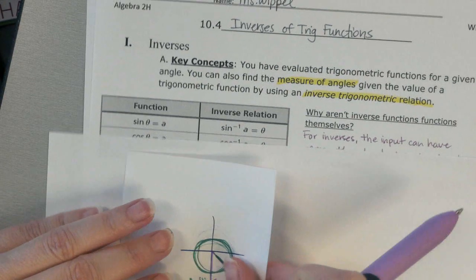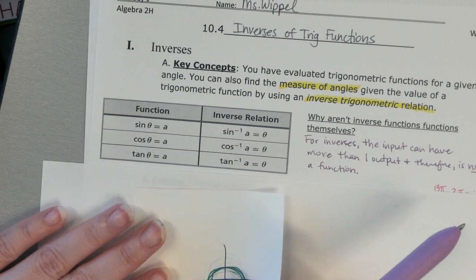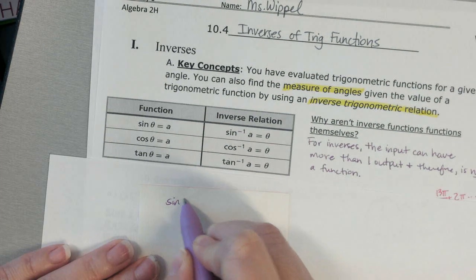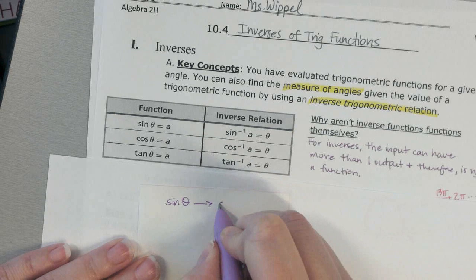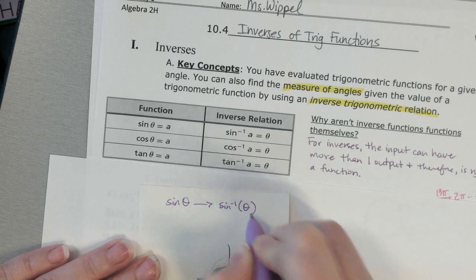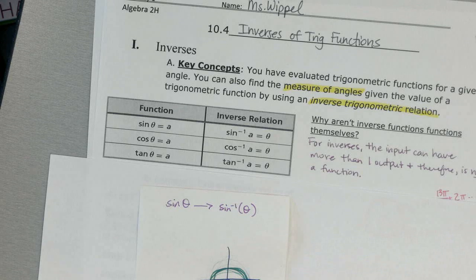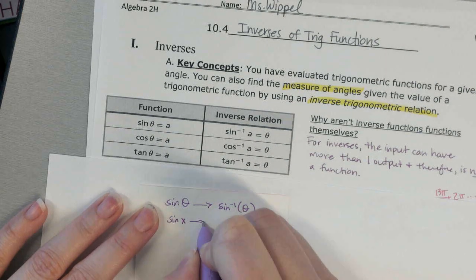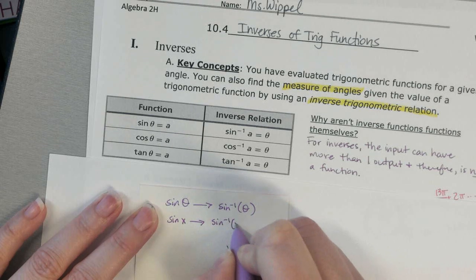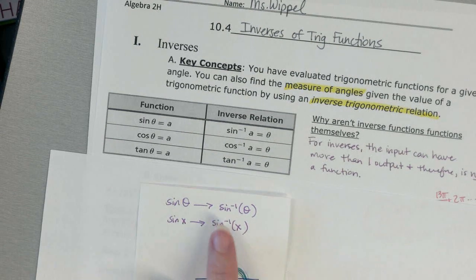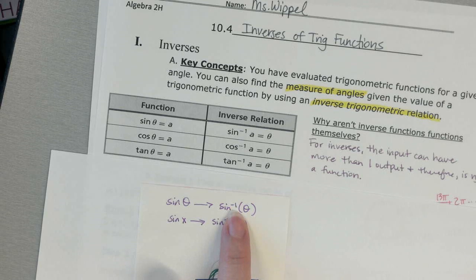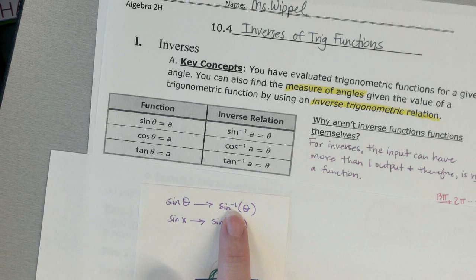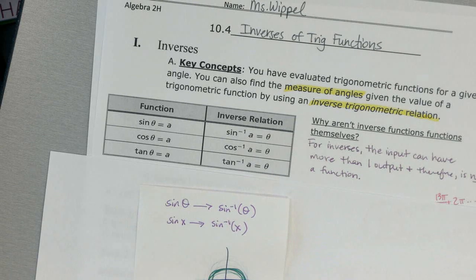But sometimes you might see this as sine of theta and then the sine inverse of theta, and that's okay. That's fine. Sometimes they'll just put the sine of x, and then they'll say it's the sine inverse of x. So just know that that -1 is read as sine inverse. It's not an exponent or a power, it's just the notation.